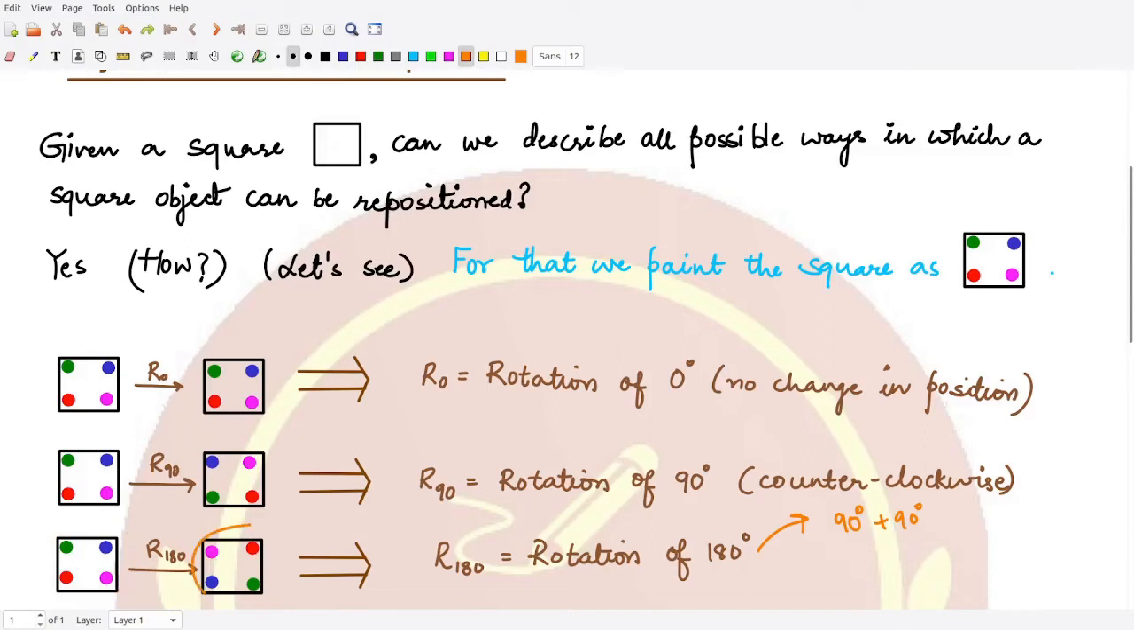So this is the end result that we would be obtaining after we make an anti-clockwise rotation of 180 degrees. Next, we'll be making a rotation of 270 degrees.